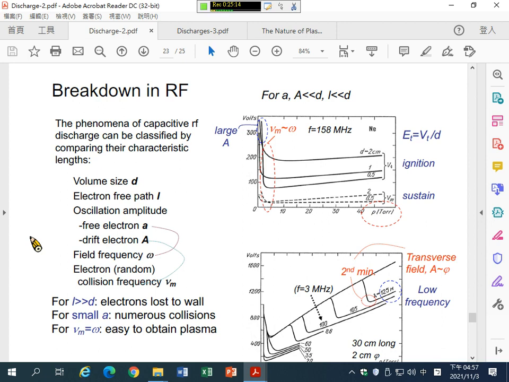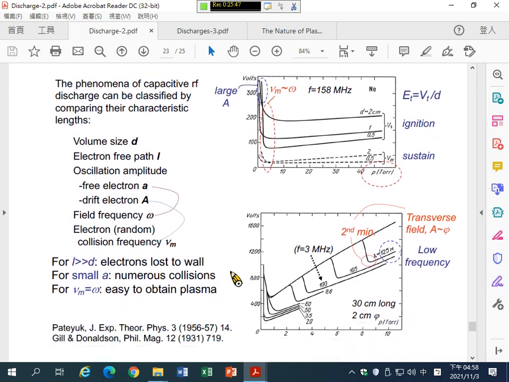you can get a resonance effect, so that the electron will keep accelerating by the alternating electrical field. At this point, the voltage required to generate plasma is reduced. So this is the explanation of this figure, similar to the Paschen curve. And you can read more from these two papers.